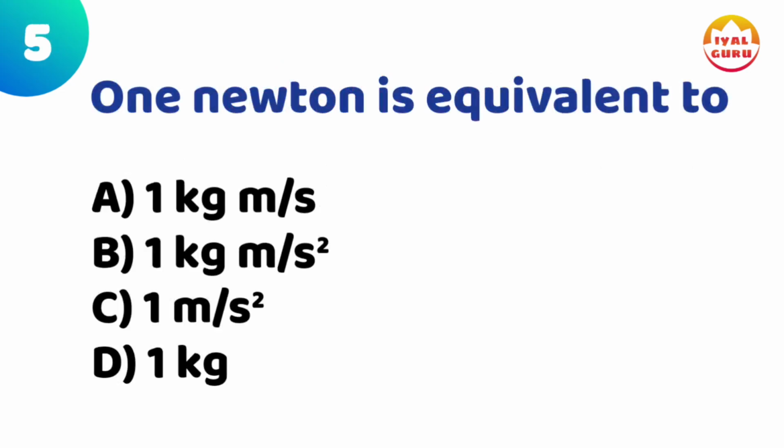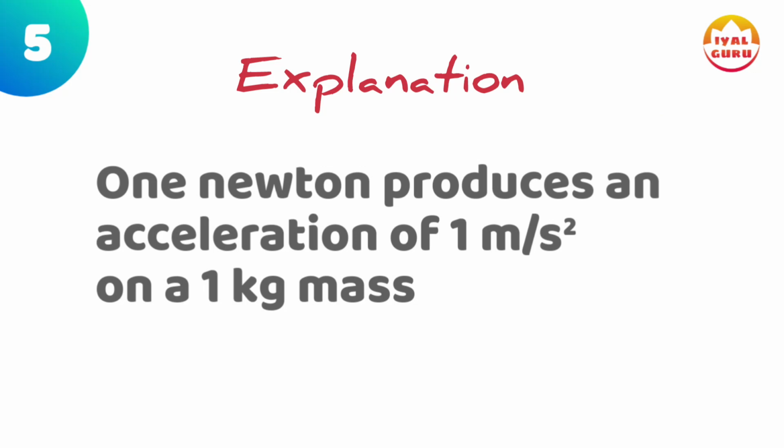Fifth quiz. 1 Newton is equivalent to. The correct answer is option B, 1 kg meter per second squared. Because 1 Newton produces an acceleration of 1 meter per second squared on a 1 kg mass.